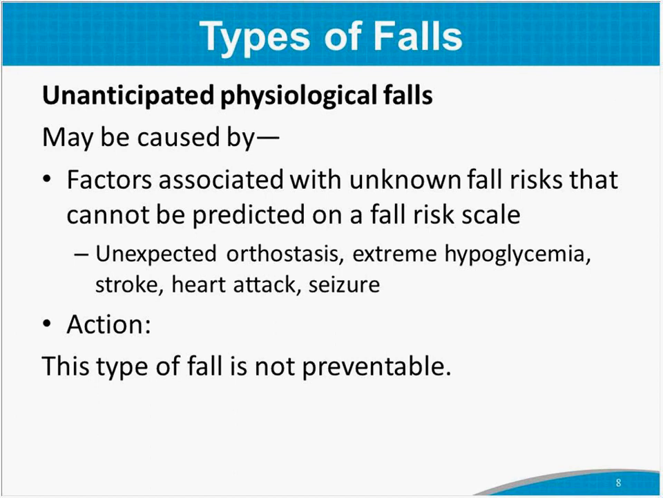The third type of fall is the unanticipated physiological fall. These types of falls are not preventable. These are caused by risk factors that you didn't know about. Perhaps the patient had unexpected orthostasis, extreme hypoglycemia of which we're unaware, a stroke, a heart attack, or a seizure. If you have an unanticipated physiological fall like this, there is nothing you could have done to prevent that fall.